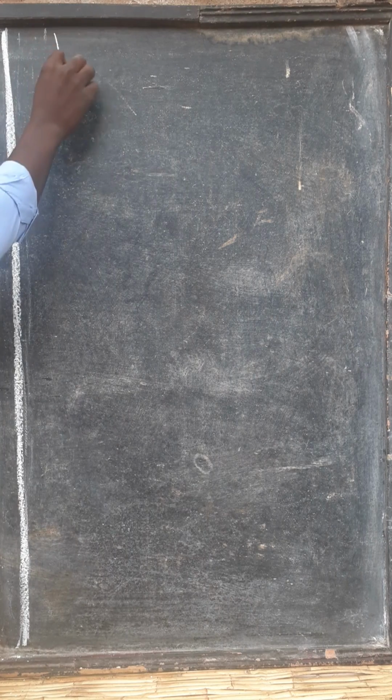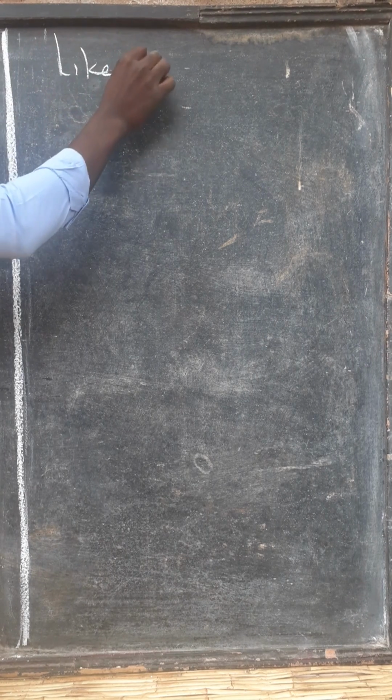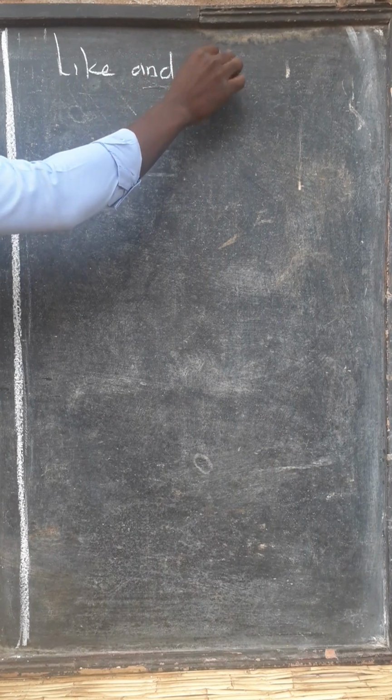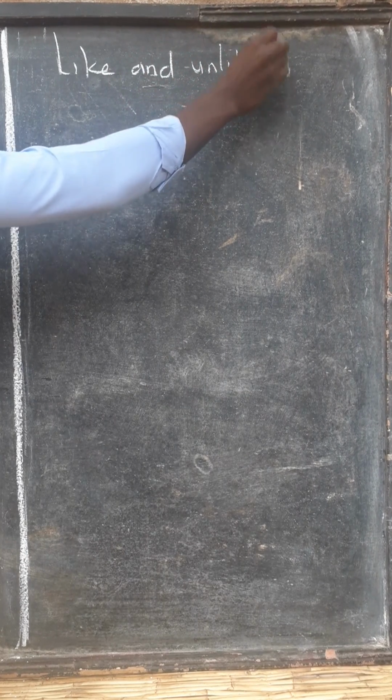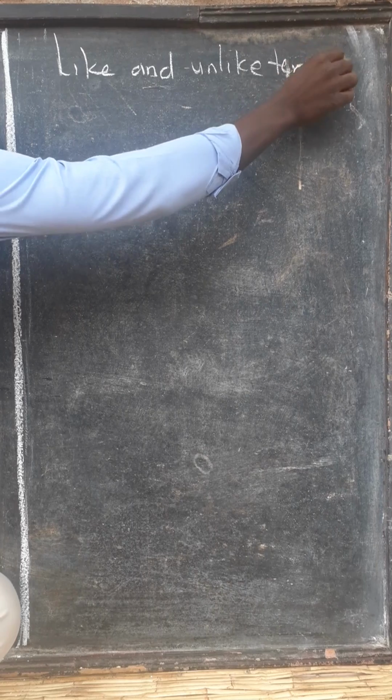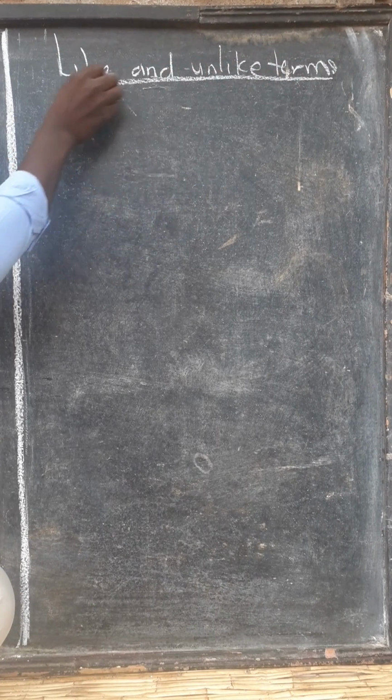Okay, so we look at how to simplify like and unlike terms in algebra. For the Zambian syllabus, grade 8s to 10s can benefit from the lesson. So we look at like and unlike terms. How to simplify them?